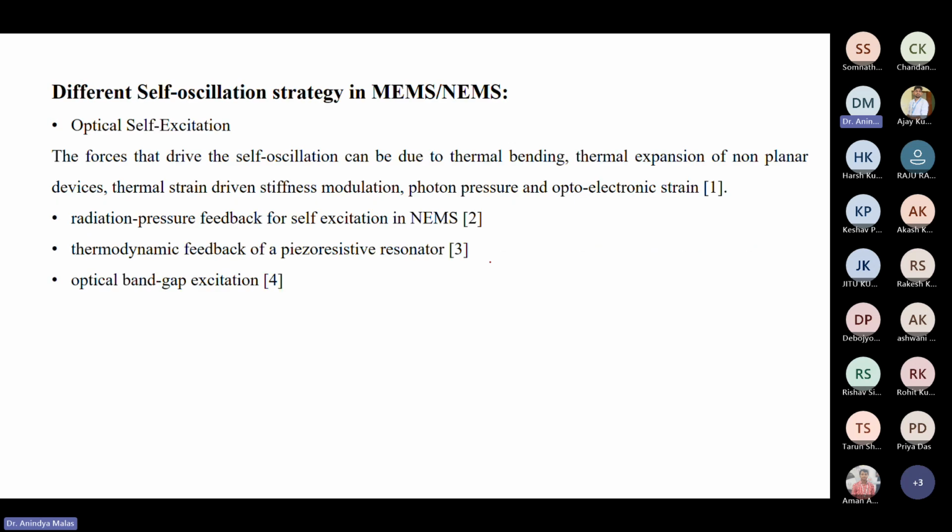I have reviewed some papers, and I have seen that very few works use self-excitation techniques in a MEMS resonator. In most MEMS resonators, you will find some external dynamic force. A few examples we have seen are optical self-excitation, optical band gap excitation, thermodynamic feedback of a piezoresistive resonator, and radiative pressure feedback. These are different self-oscillation strategies already used in MEMS. So there is large scope to use this self-excitation technique in a MEMS resonator.